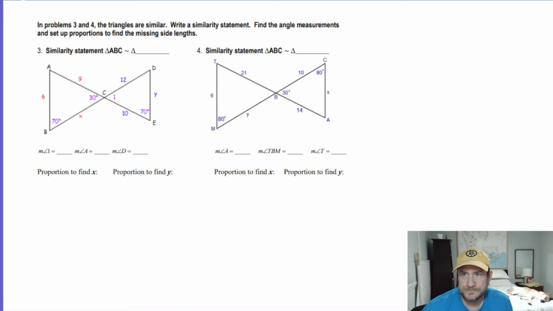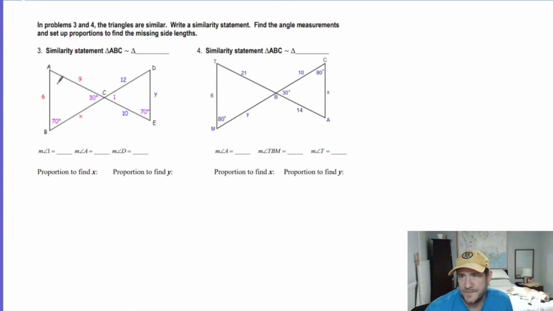Number 3, we want to write our similarity statement. I guess that means they're definitely similar. Remember in the lesson after this, we have to actually wonder whether we're similar or not, and we try to prove it using different methods. But here, I guess we know for a fact that we're similar. So we just want to write our similarity statement.